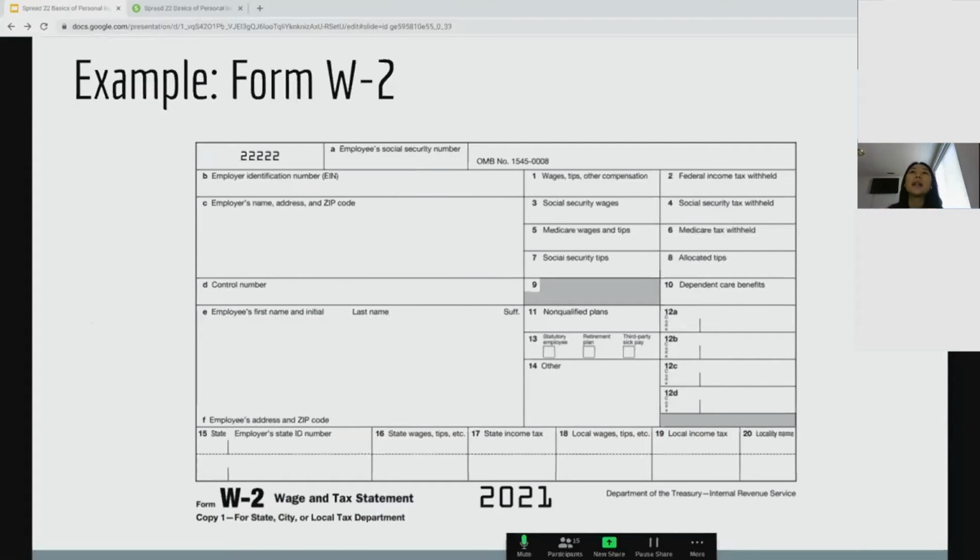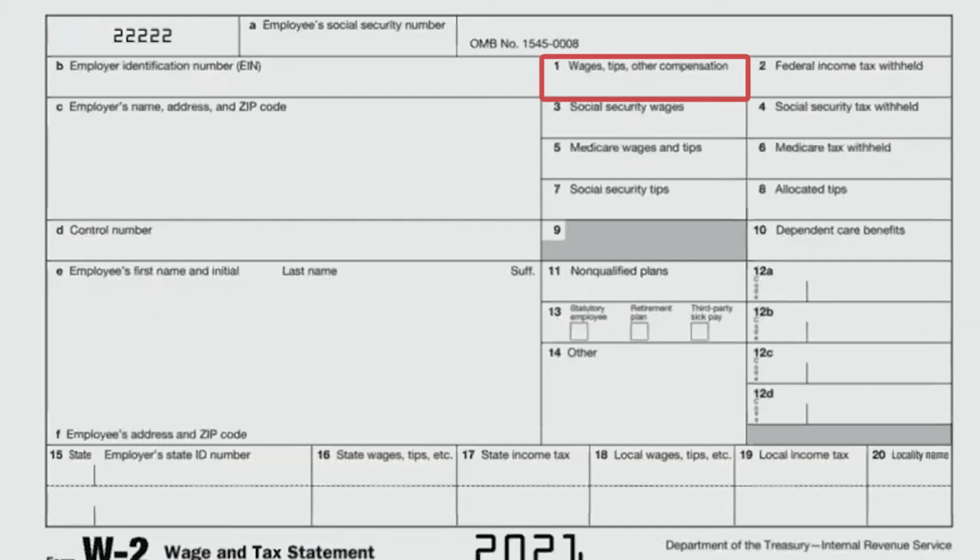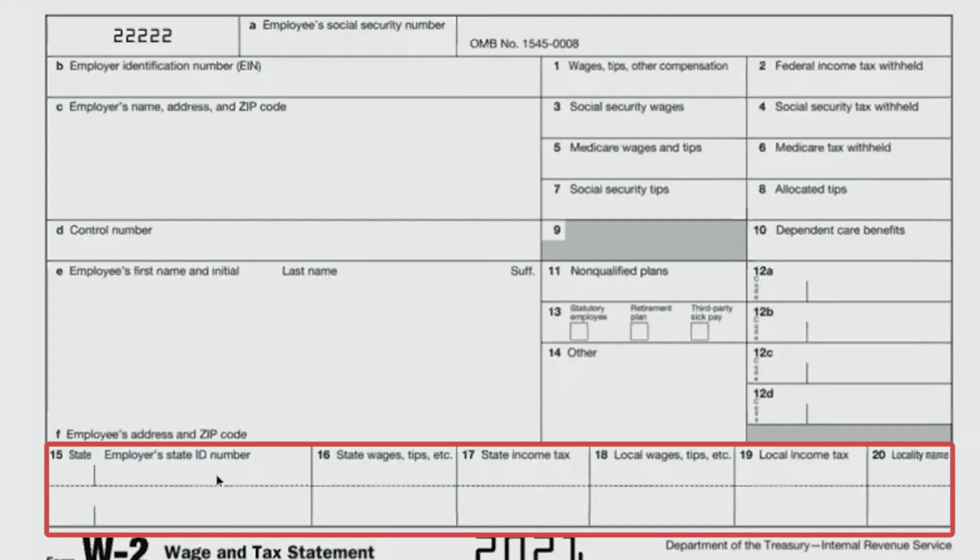So in box 1, that's your total wages, tips, and other compensation before taxes. And then box 2 is how much federal taxes they took from that. Box 4 is the Social Security tax they took. Box 6, Medicare tax that they took. State is always at the bottom. So box 16 would be your income for the state.